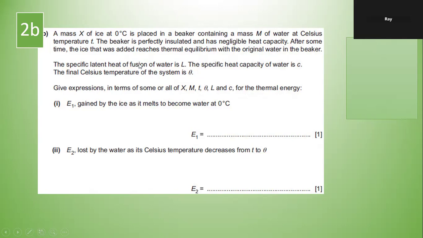Specific latent heat of fusion of water is L. Specific heat capacity of water is C. Final temperature is theta. Give your expression in terms of x, m, T, theta, L, and C for thermal energy.